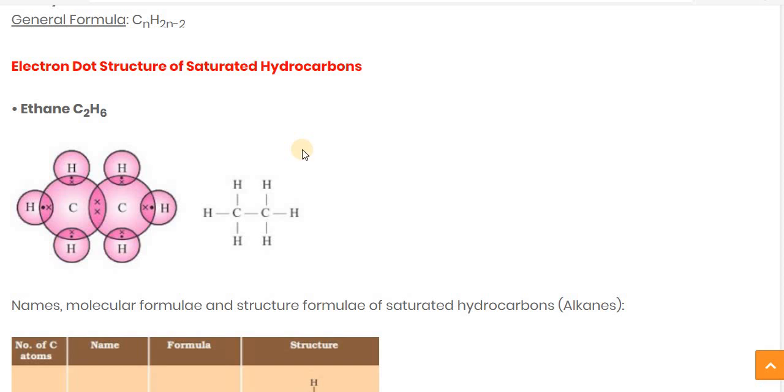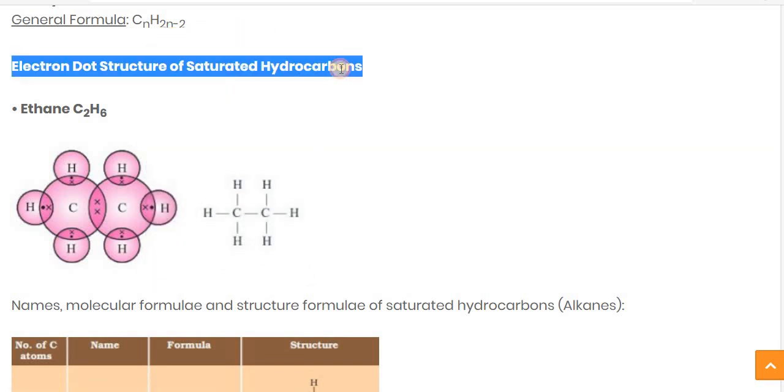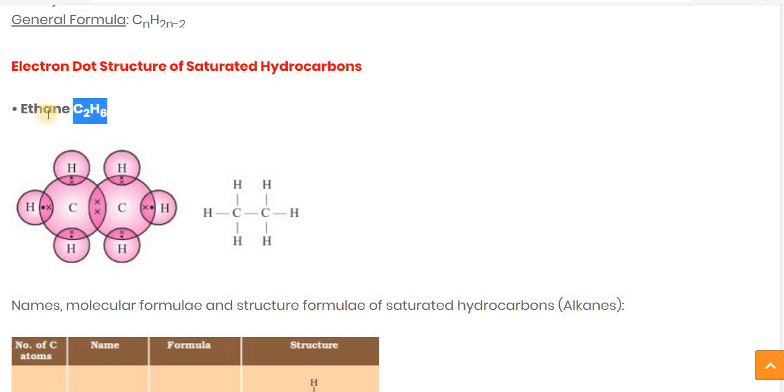Hello students, in the previous video we saw the electron dot structure of saturated hydrocarbons. In that we studied ethane, an alkane, C2H6, and how the valence electrons are shared to form a covalent bond. Here you can see ethane: the two carbon atoms are combined with one single covalent bond. So this kind of hydrocarbon is known as a saturated hydrocarbon.